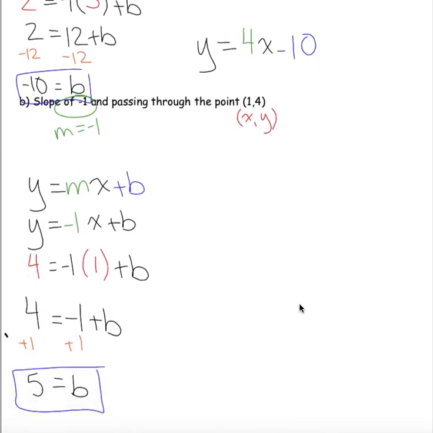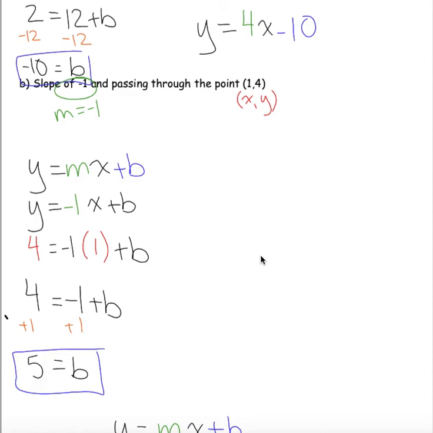Let's try another one. So we are given the slope as negative 1 and it passes through the point 1, 4. So this is our x spot and this is our y spot. We're going to take this information and put it into y equals mx plus b because we're still missing b. So we're going to take our negative 1 and put it into m. And then we're going to take our 1 and 4 and plug them into where the y is and where the x is. Make sure when you put these into the equation that they go into the right spots. So don't put x into the y spot and y into the x spot.